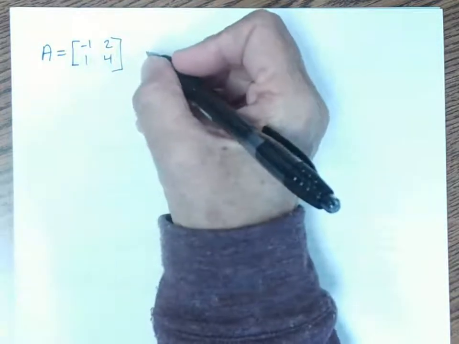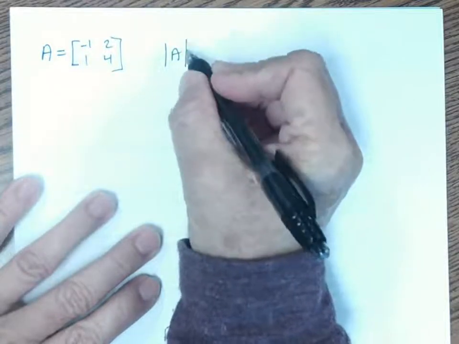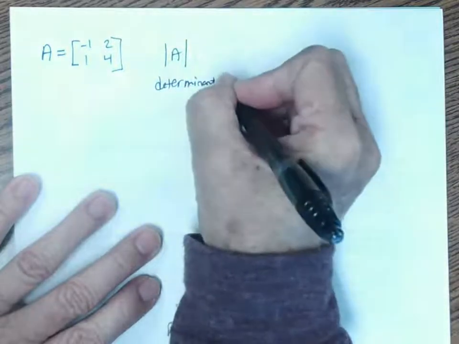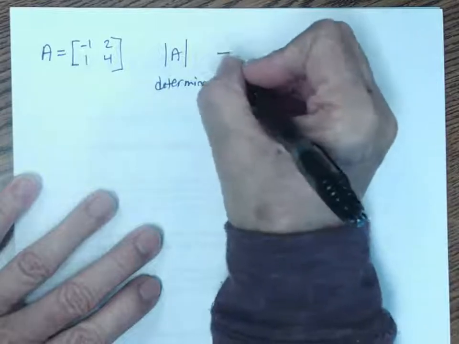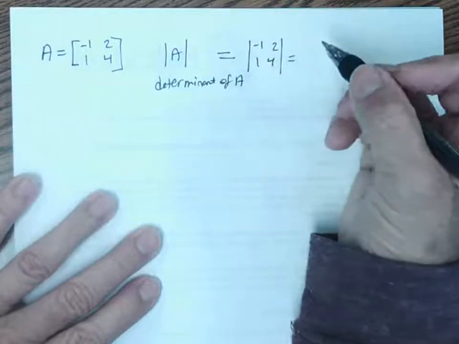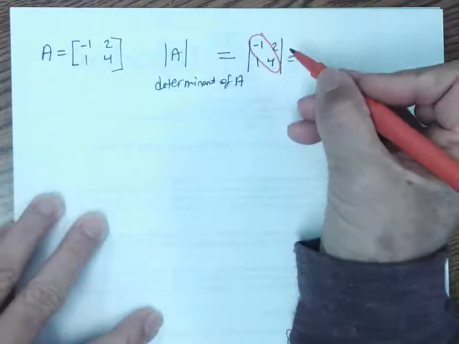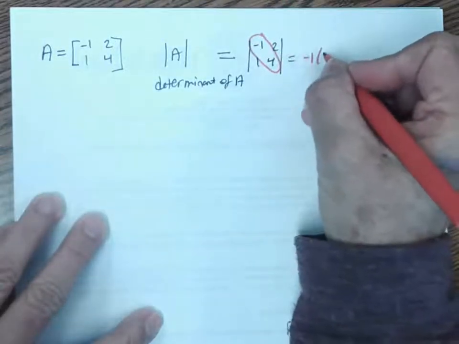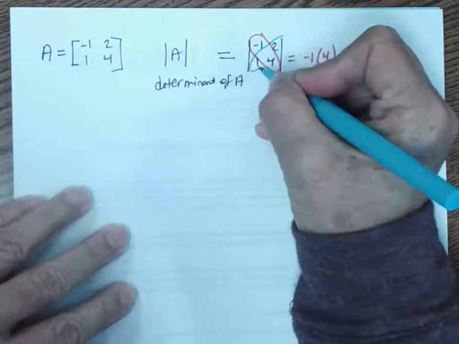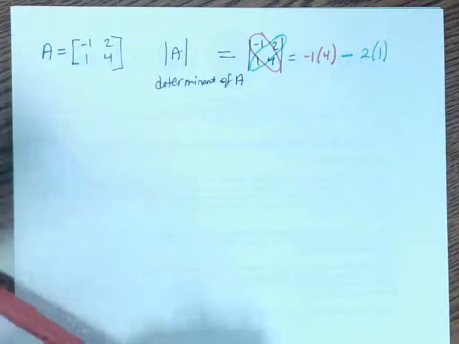The way we find the determinant or designate it is we put the name of the matrix inside these bars. So this just means the determinant of matrix A. And the way we find that value, we could also put our numbers in here. We take our numbers, and this is going to seem a little bit confusing at first. On this diagonal, I'm going to take -1 times 4, and then I'm going to subtract the numbers on this diagonal. So 2 times 1.